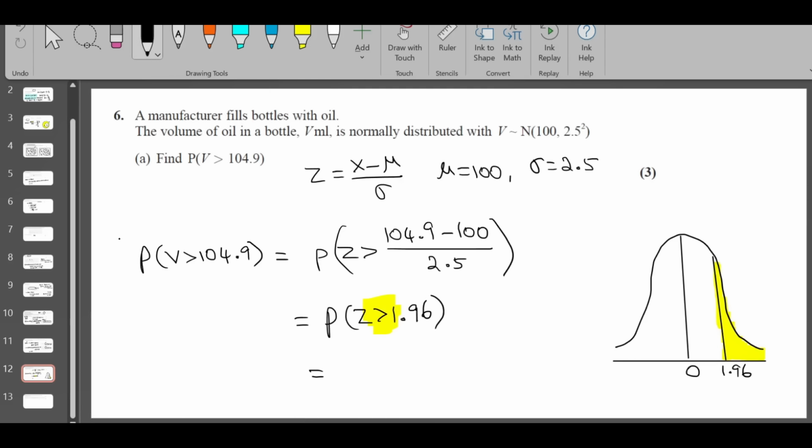The total area is 1, so 1 minus the area on the left hand side. So you need to use the table value of 1.96, subtract from 1. So the table value is 0.9750. When you subtract, you will get 0.0250. That's a 3-mark question.